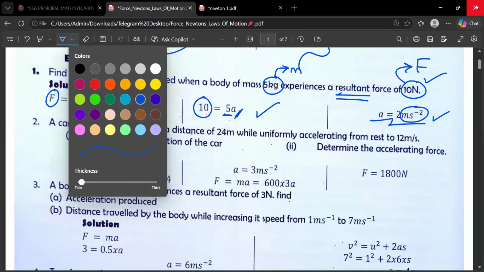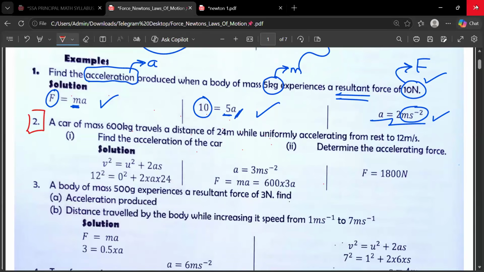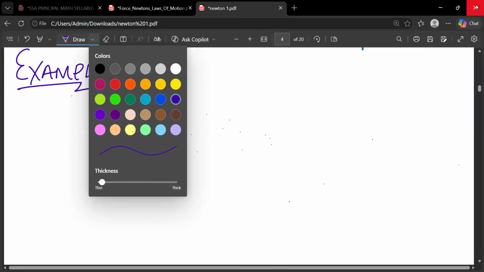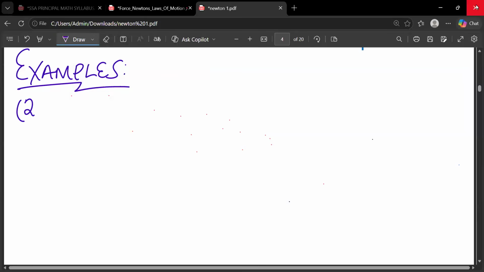Now, what of question 2? What are they saying? They're saying that a cow of mass 600 kilograms. So when you read 600 kilograms, you're supposed to come and do what? And so example 1 is done. We're going for example 2. Supposed to go for what? For mass. So they are saying 600 kilograms.